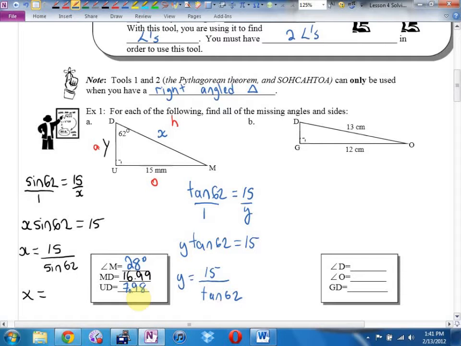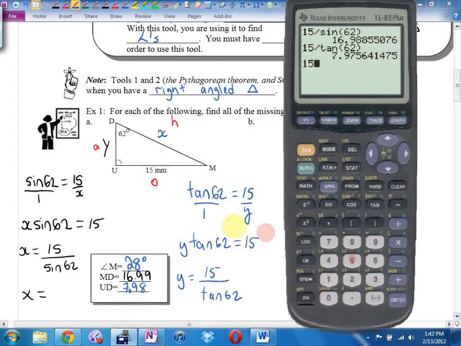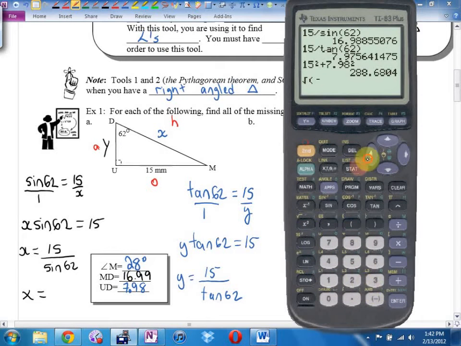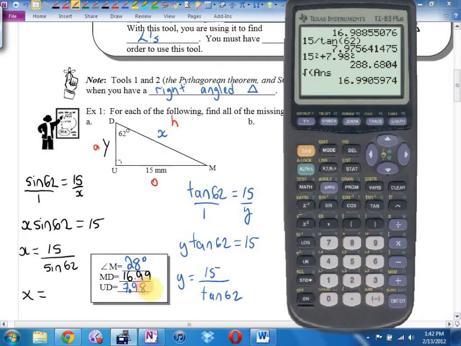So Joel, let's suppose I finished the test and I had a question like this. Here's how I can check my answer. Pythagoras should also work. I should also be able to go 15 squared plus this side, 7.98 squared equals, and when I square root that number, do I get 16.99? Yay, I got another way to check. I'm right.